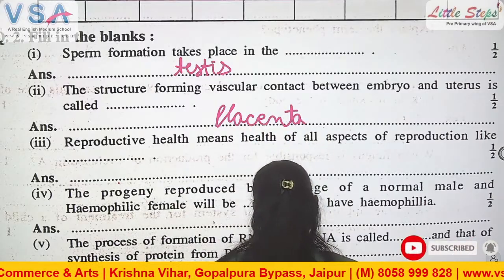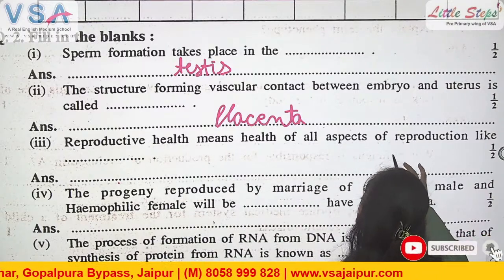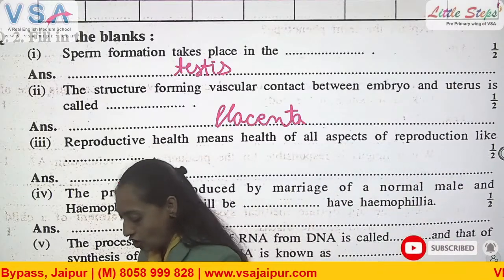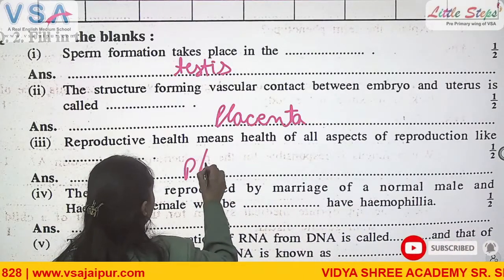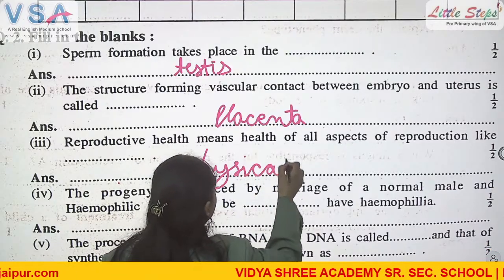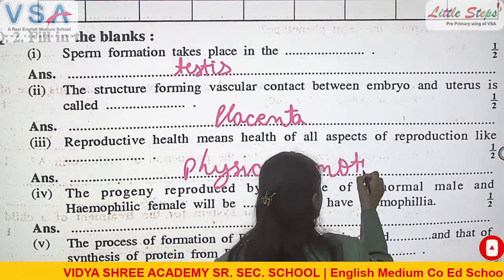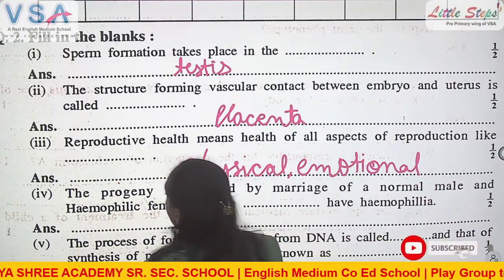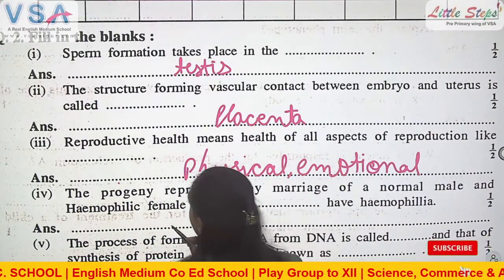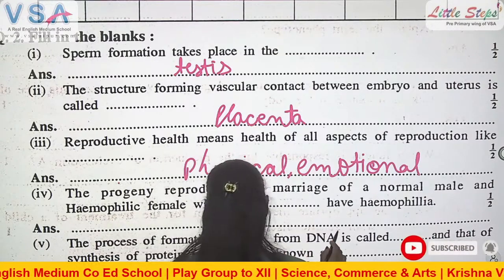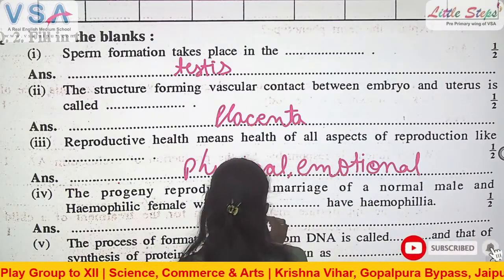Okay. Now the third is reproductive health means health of the all aspects of reproduction life. तो कौन सा होगा? फिजिकल, इमोशनल. ठीक है, तो व्हाट इज द राइट आंसर? फिजिकल and emotional. Okay, now the next, the progeny reproduced by marriage of a normal male and hemophilic female will be have hemophilia. So will be 0. Okay.